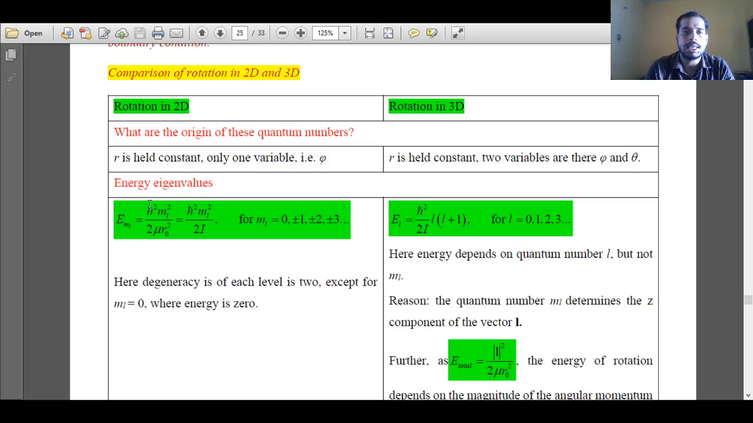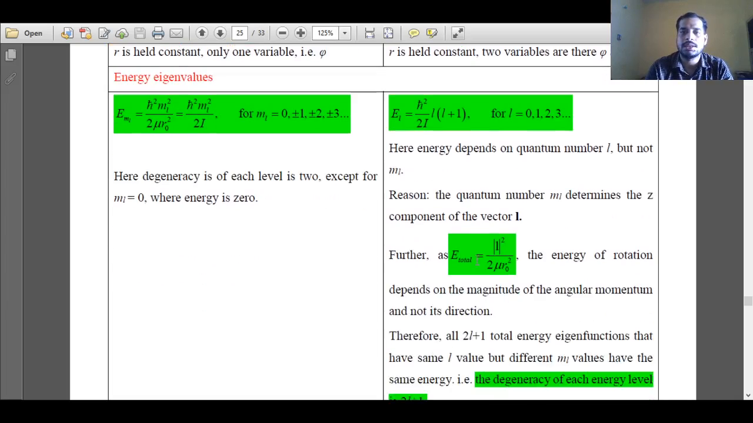Okay, now what is the energy eigenvalue for rotation in 2 dimensions? The energy eigenvalue E_ml that we have obtained in rotation in 2 dimensions is ml² ħ² over 2 mu r0². Mu r0² is nothing but the moment of inertia, so ml² ħ² over 2I. ml value varies from 0, plus or minus 1, plus or minus 2, plus or minus 3, like that. Here the degeneracy is 2 for every level, except for ml equal to 0. When ml is equal to 0, the energy value becomes 0.